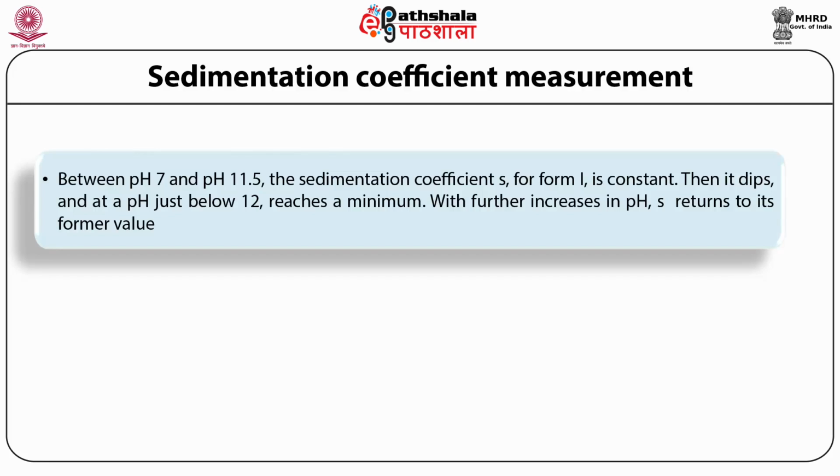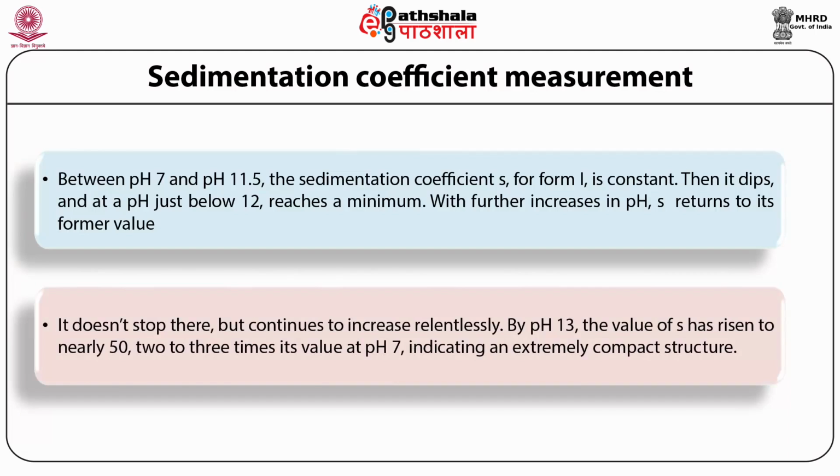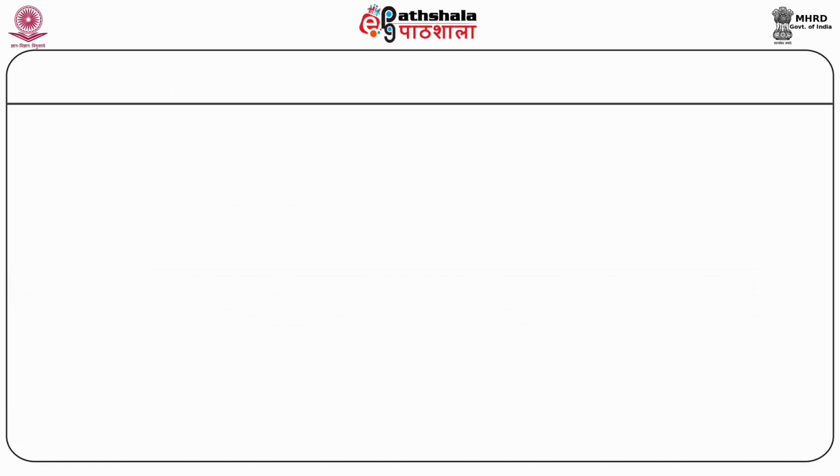But with further increase in the pH, it returns back to its original value, but it doesn't stop there. It continues to increase relentlessly. And by pH 13, the value of S has risen to nearly 50, 2 or 3 times the value at pH 7, indicating an extremely compact structure.